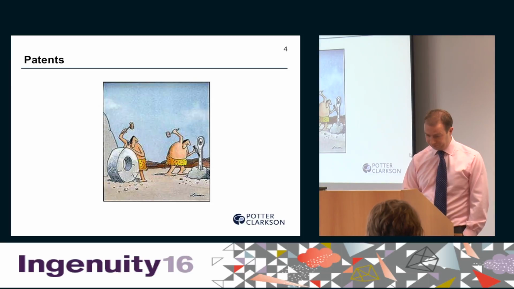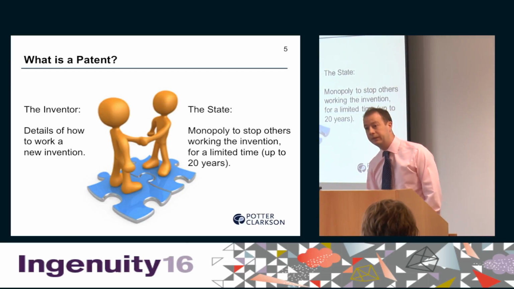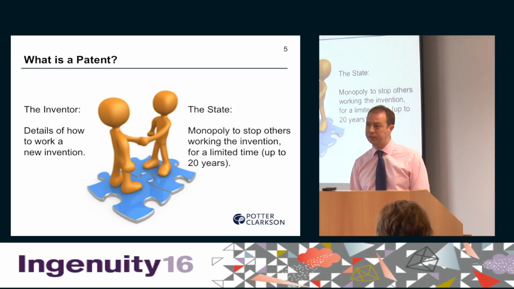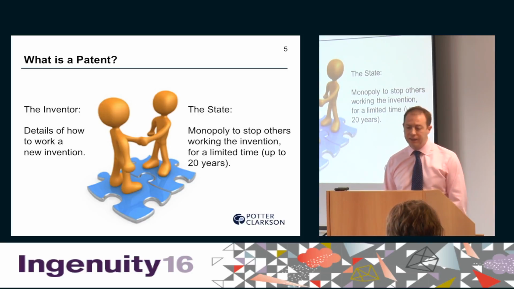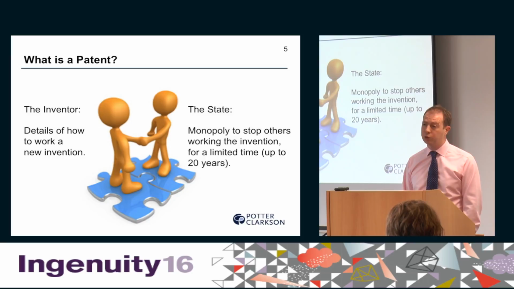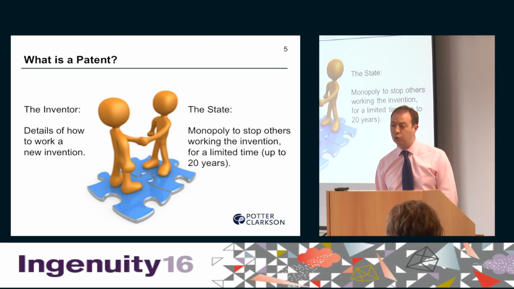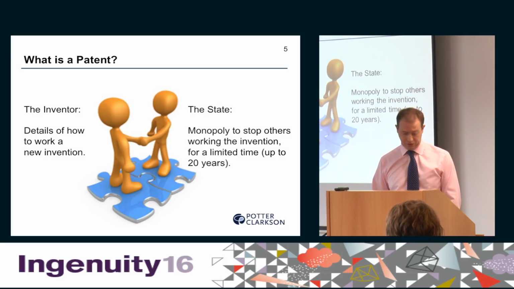So, to start with patents. What is a patent? Well, a patent is a deal between the inventor and the state. The inventor's side of the deal is he or she must tell the world how to work their invention and what their invention is. And the principle is that by telling the world and publicly disclosing what your invention is, other people can learn from it, build on it, and the technology moves forward and innovation continues to happen. In return, the state will give you a monopoly for a limited period of time, up to 20 years in almost all countries, during which you can stop others from working your invention. So that's the deal.